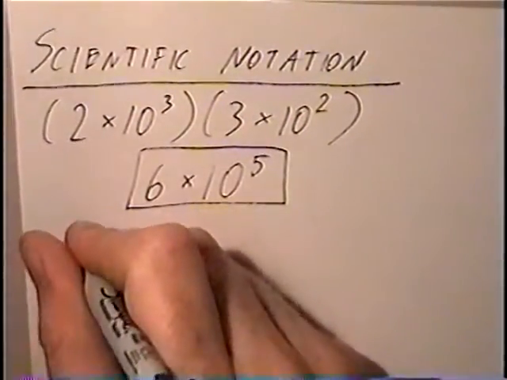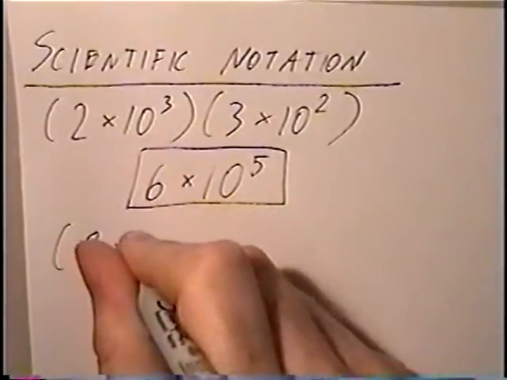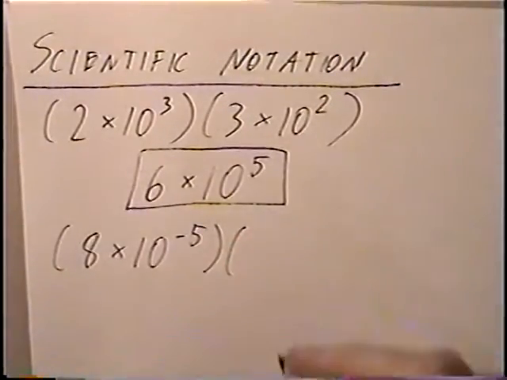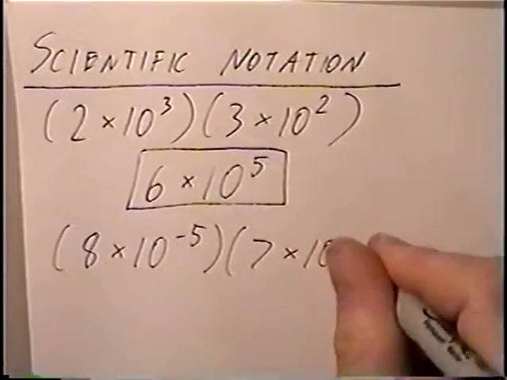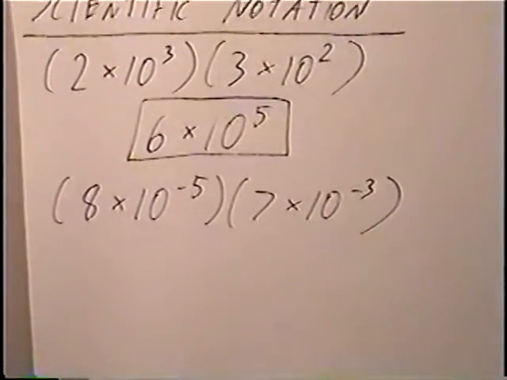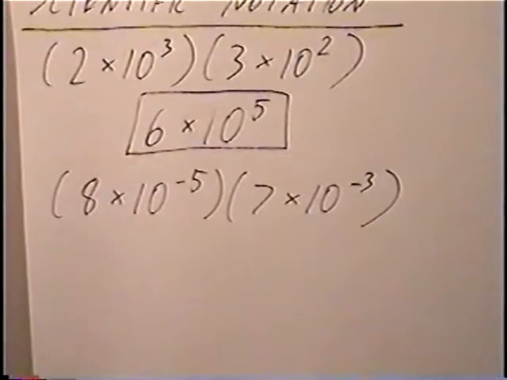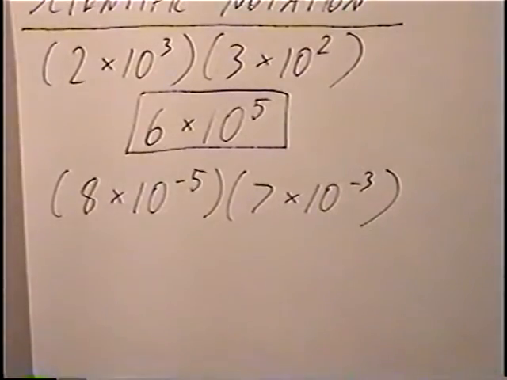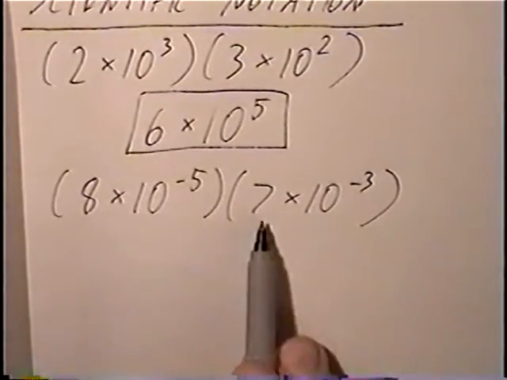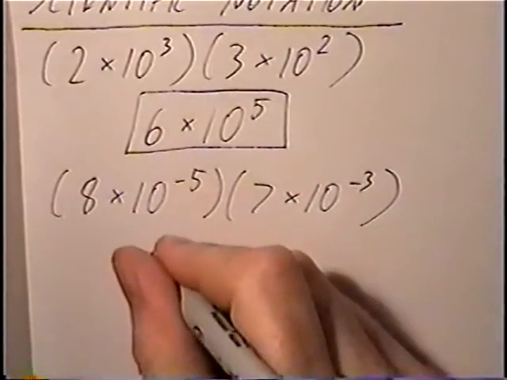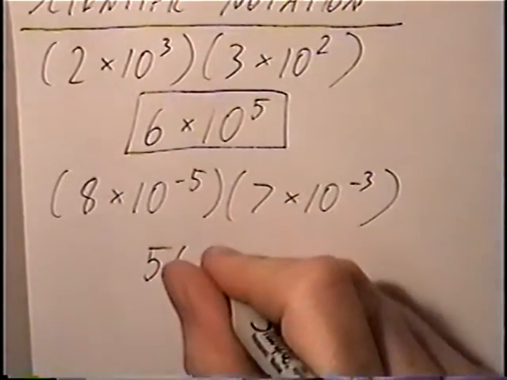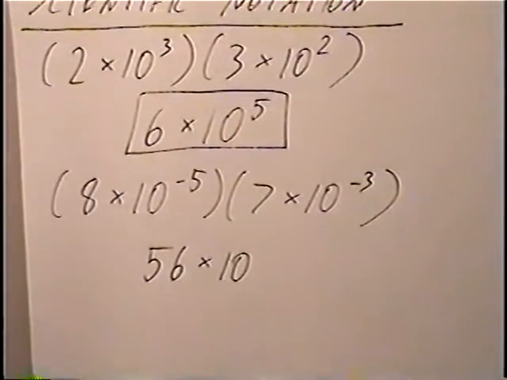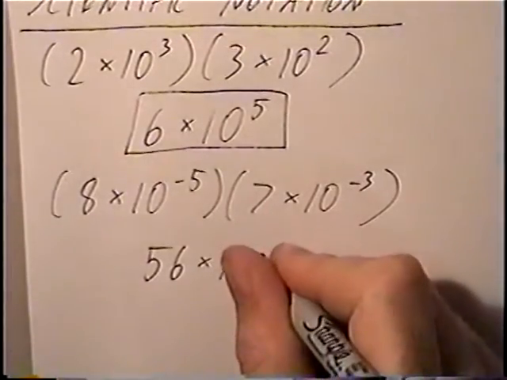And last question for the section. 8 times 10 to the negative 5th power times a second number, 7 times 10 to the negative 3rd power. And again, each of these numbers are in scientific notation, where you have a number less than 10 times 10 to some exponent. To combine two scientific notation numbers, we can multiply the numbers. 8 times 7, which would be 56, and times 10. The exponents, we can add negative 5 plus a negative 3, which would be negative 8.